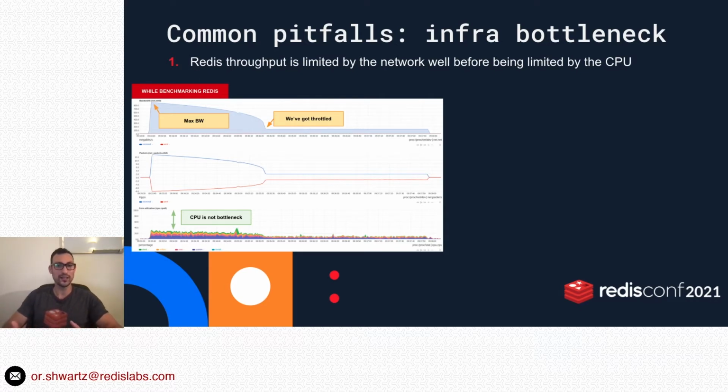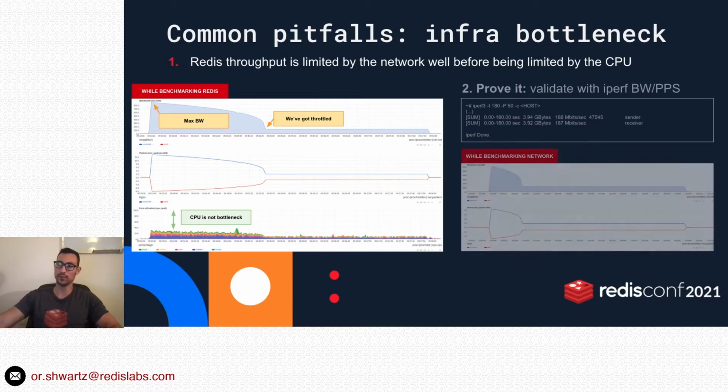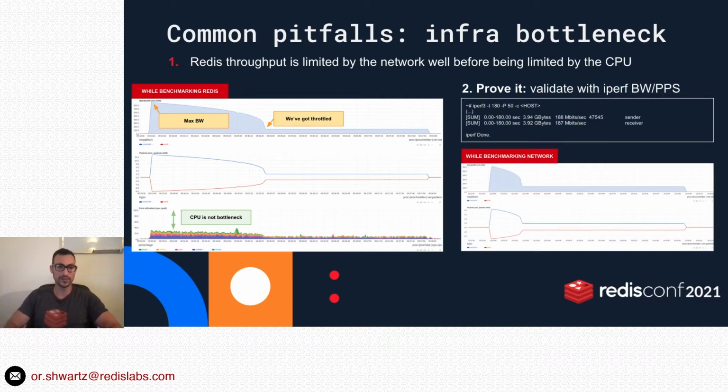So it must be something else, and in this case it really was. So we proved that it was the network limit. We used iPerf, and we can see that we are actually reaching the network limit. So again, the same conclusion. We should understand first what is causing this effect before continuing the benchmark and reaching a conclusion.